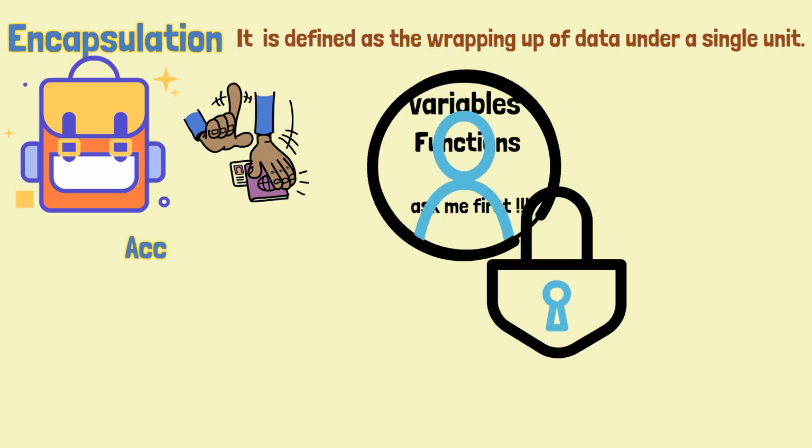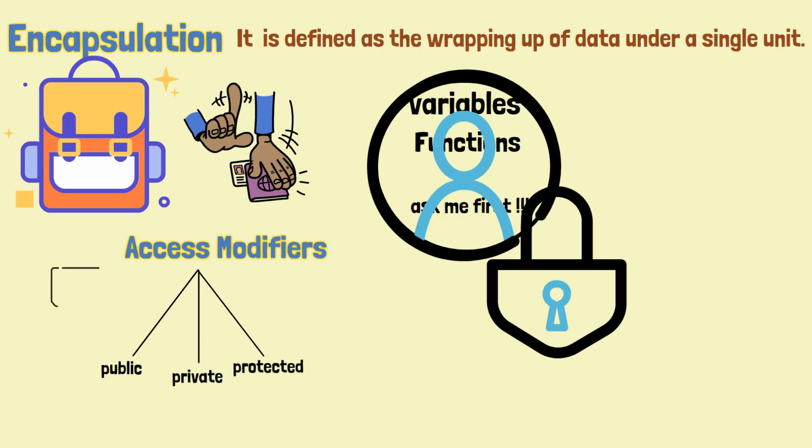Encapsulation is achieved by using access modifiers, like private or protected, to restrict direct access to an object's internal features.